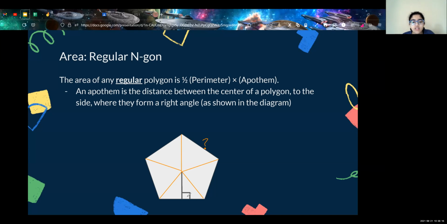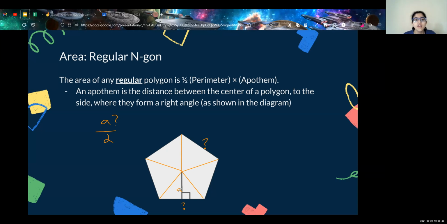The area of each of these triangles would be the height, or the apothem, which we can name A because apothem starts with A. A multiplied by the base, which we named question mark, divided by 2. So the area of each individual triangle would be A question mark over 2. Then we have to multiply this by the number of triangles in this polygon.